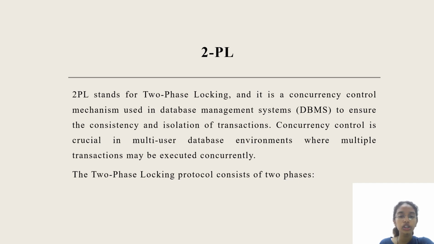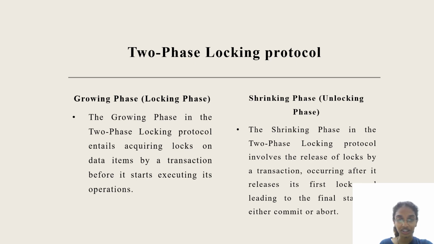Concurrency control is crucial in multi-user database environments where multiple transactions may be executed concurrently. Two-phase locking consists of two phases. Let's look at what the two phases are: growing phase and shrinking phase. The growing phase in the two-phase locking protocol entails acquiring locks on the data items by a transaction before it starts executing its operations. The shrinking phase involves release of locks by a transaction occurring after it releases its first lock, leading to the final state, either commit or abort.